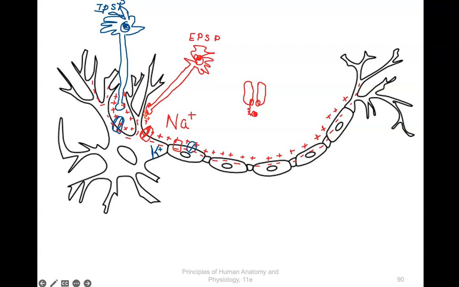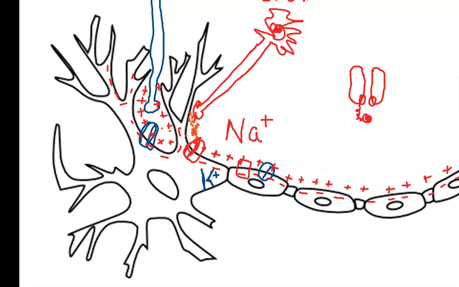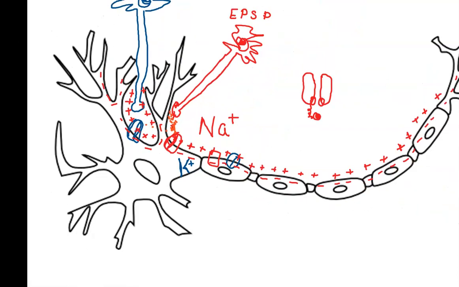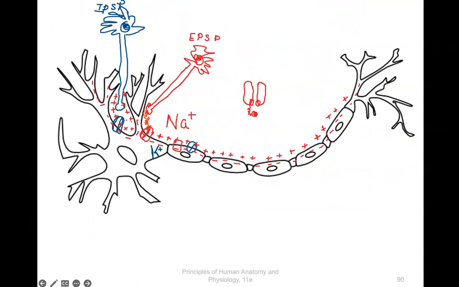This is called an excitatory postsynaptic potential. It's going to release neurotransmitter. That neurotransmitter is going to move across the synaptic cleft, I drew a really big synaptic cleft, and it's going to bind to the receptor on that sodium channel because it's excitatory, right?